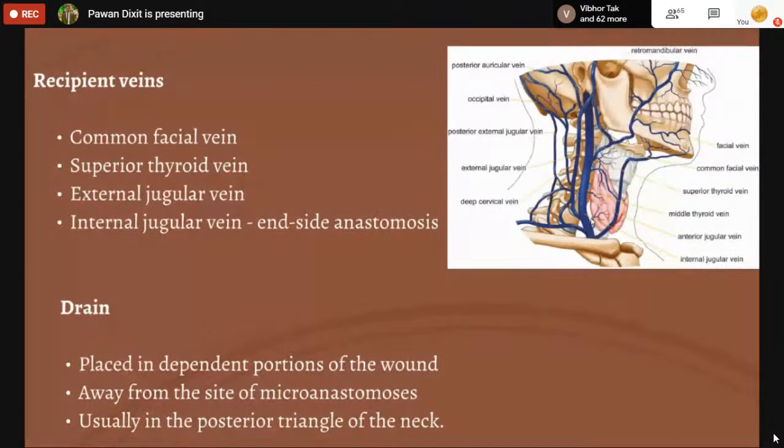One particular attention to the drain placement. Drain after completion of microvascular anastomosis and all of the surgery should be placed in the dependent portion of the wound. It should always be away from the site of microanastomosis, and it should usually be placed in the posterior triangle of the neck. Any negative suction should not be applied in the area of anastomosis because it will compromise the patency of anastomosis.